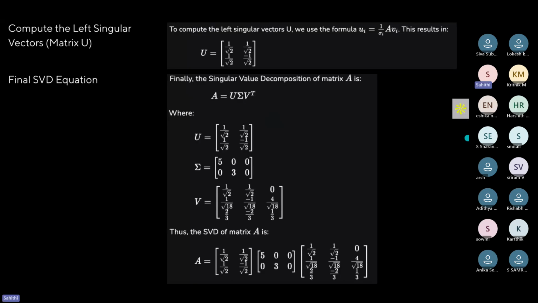So now we have to compute what the left singular vectors of A are, which are basically the elements of the matrix U. We can use the formula Ui is equal to 1 by sigma i into A Vi.